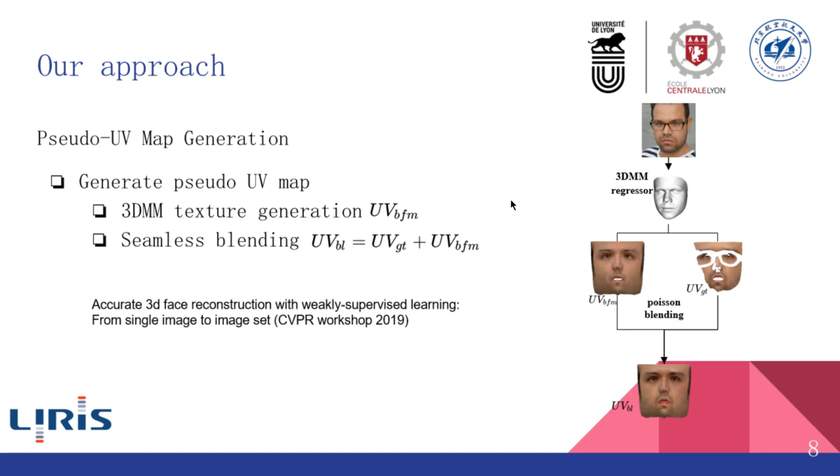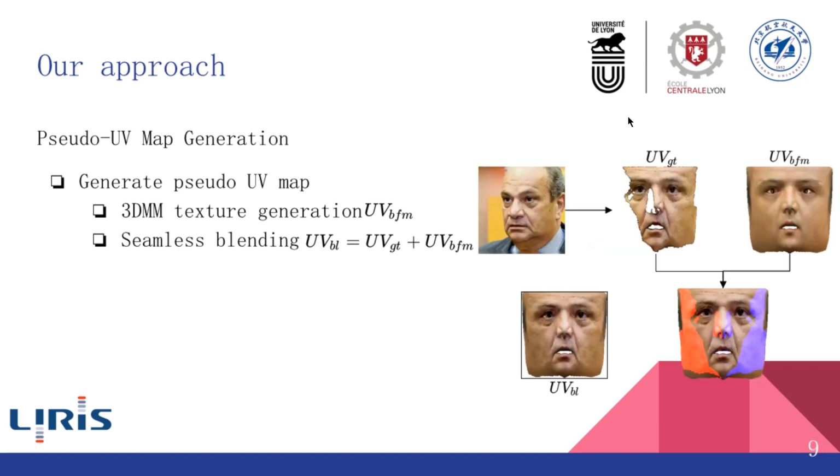Next, we use Poisson blending to seamlessly blend the two. The right figure shows the blending process. Since the UV map is symmetric, we can leverage this property. We perform two rounds of Poisson blending. The first blends the incomplete UV map to the 3D morphable model generated UV map, and the second blends the flipped UV map to its symmetric missing parts, as illustrated by the red part and the blue part.